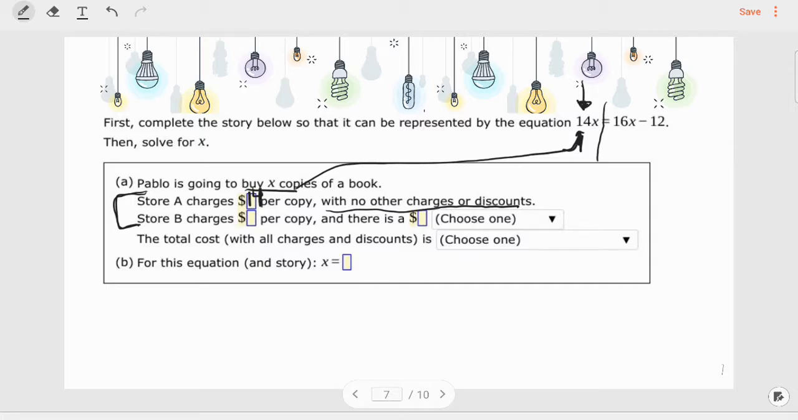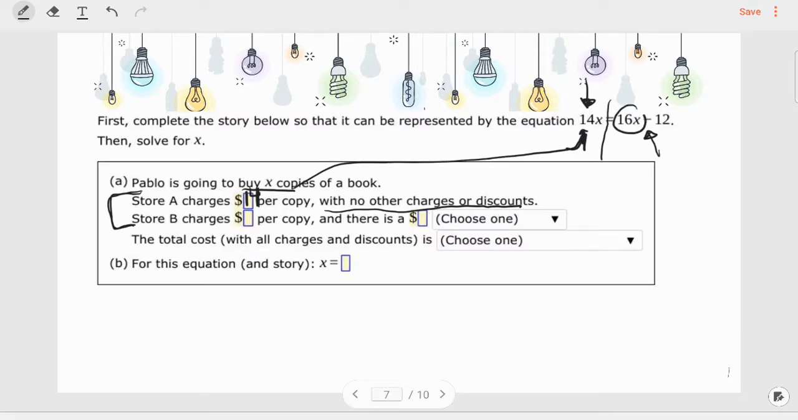Store B, so let's go to the right-hand side of our equation. Store B charges how much per copy? Well, look at the number that's next to x. Since I'm going to be repeatedly paying for these copies, and that x stands for the number of copies, 16 is how much I'm going to be paying for each one. So store B charges $16 per copy, and there is a blank. Now I can see, added onto this equation, I have a minus 12. So there is a $12.